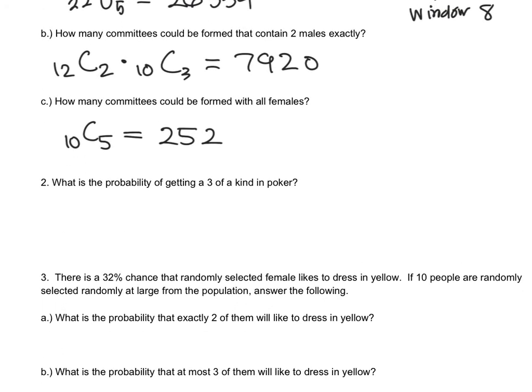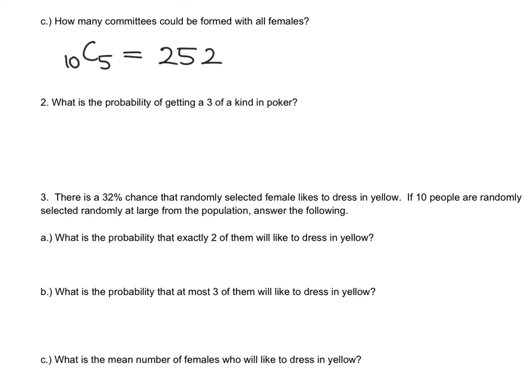We're actually going to take a look at how to calculate a probability in number 2, where we want to know the probability of getting 3 of a kind in poker. So for the probability, we have to set up our fraction. The denominator is your total possible outcome. So there are 52 cards in a deck, and we want to choose exactly 5 of them, because in a hand of poker, you have 5 cards.